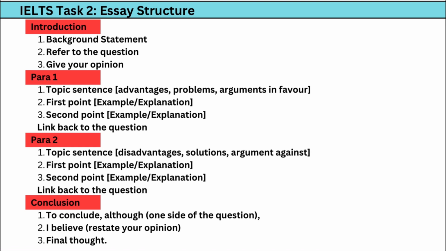So after completing the introduction, in your first paragraph you need to start with the topic sentence. If the essay is about advantages and disadvantages or agree and disagree, your first paragraph should be about the advantages, or arguments in favor if you agree, and your second paragraph is about the disadvantages. This is the basic structure you need to follow. Firstly, advantages. The second paragraph should be about disadvantages. For problem solution essays, the first paragraph is about the problems, and then the second paragraph about the solutions.